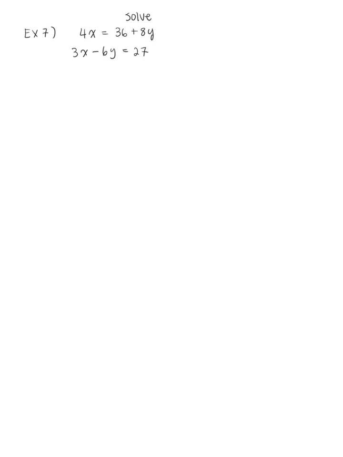Because look at the top equation, right? If I divide it by 4 on both sides, I can easily solve for x, and I don't have to deal with fractions even if I divide by 4. So I'm going to do this by the substitution method. First, I'm going to take the first equation, which is 4x equals 36 plus 8y, and I'm going to divide this by 4. So then what do we get? We're going to have x equals 9 plus 2y. All right, so it's looking nice already.